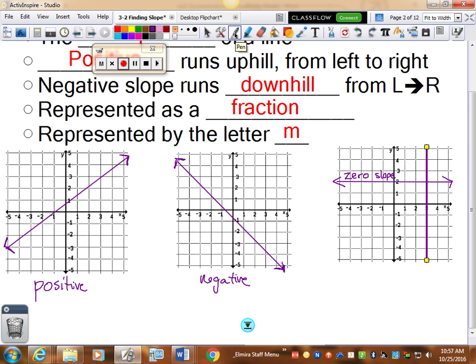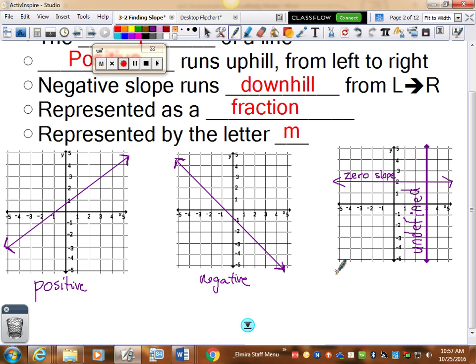So what we would probably say then is this line doesn't have a numerical slope at all. We can't assign it a number. So we say that the slope is undefined. It is undefined. So a vertical line is undefined.